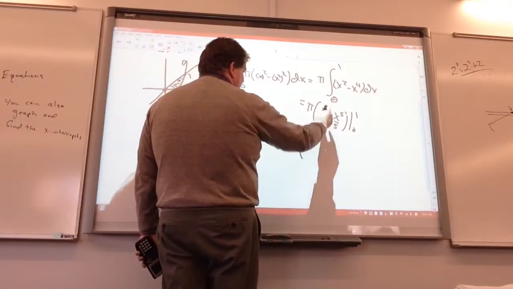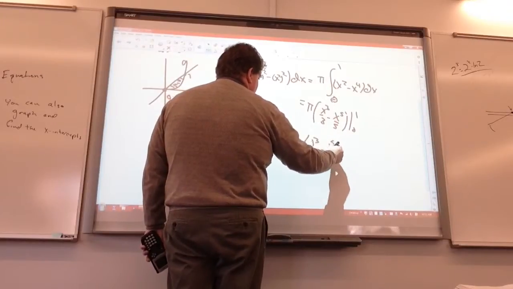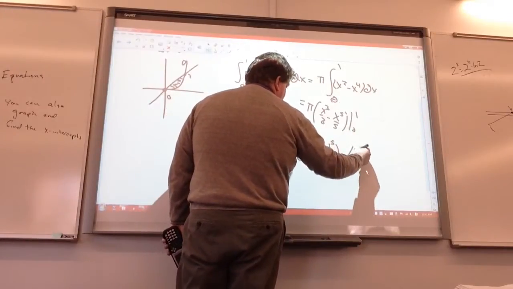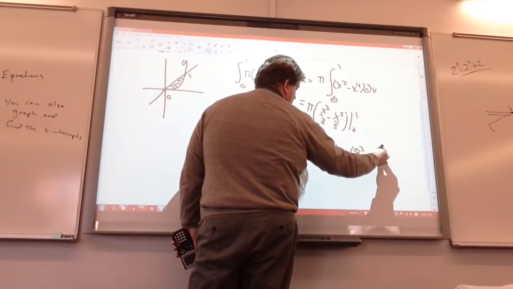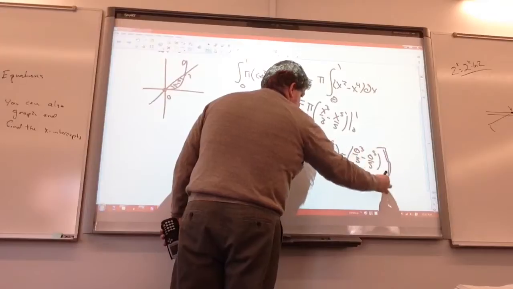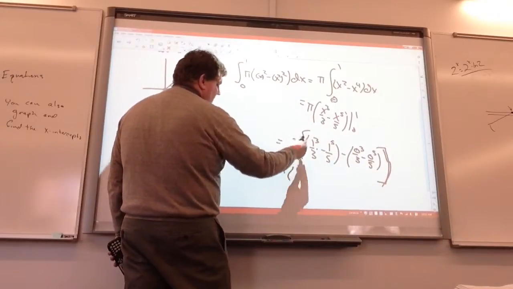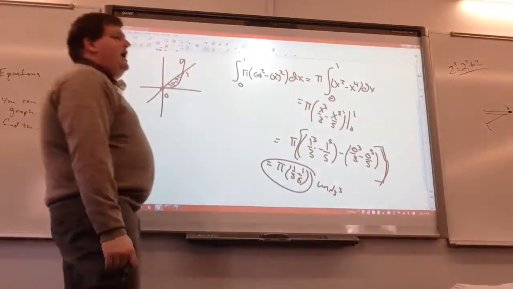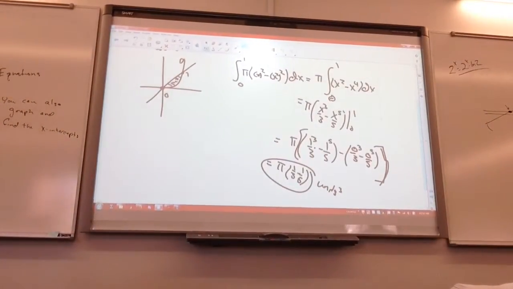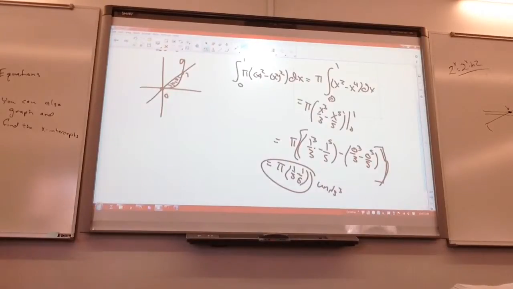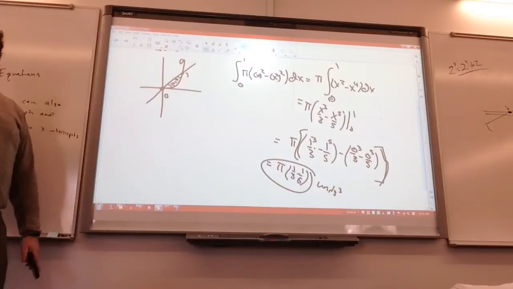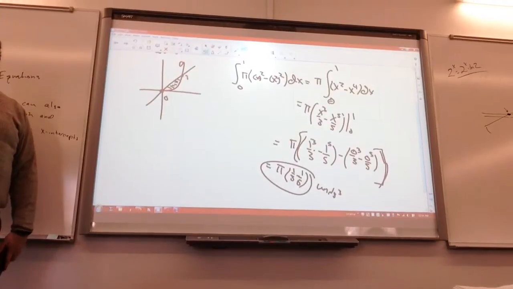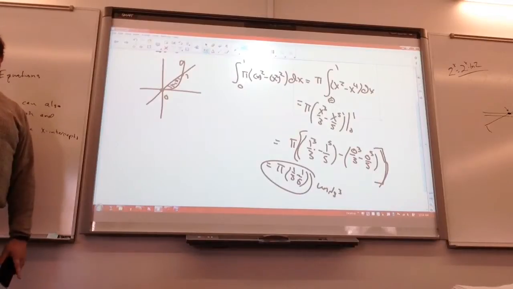So pi times 1 cubed over 3 minus 1 to the 5th over 5, minus the same thing with zeros. Which gives us pi times 1/3 minus 1/5 units cubed. 2/15 should be the answer: 2/15 pi units cubed is what we get when we spin that around. Any questions? Again, it's just following a formula, and the formula is pi r squared, where r here is f of x squared minus g of x squared.